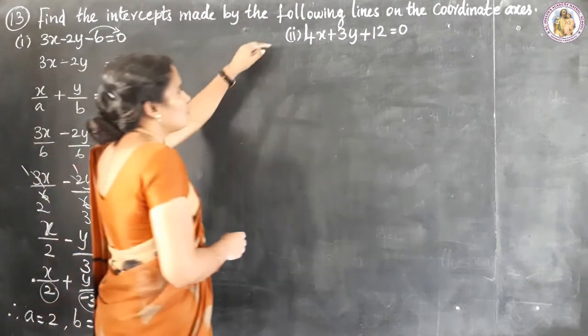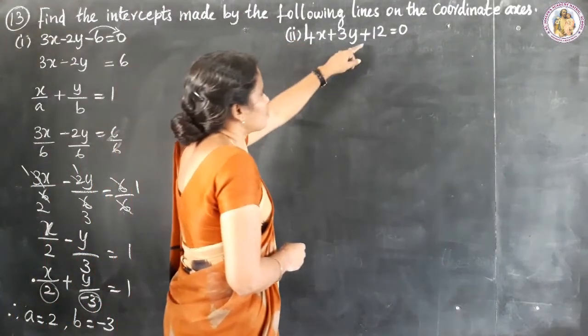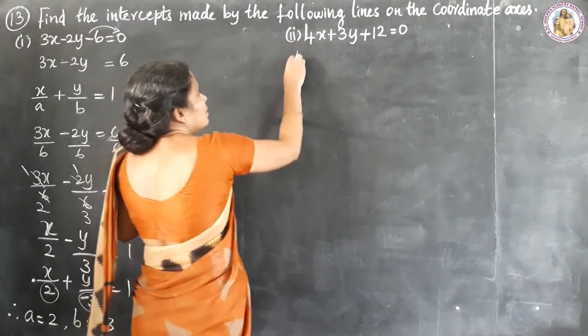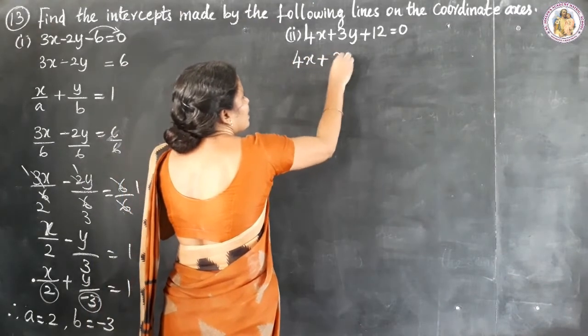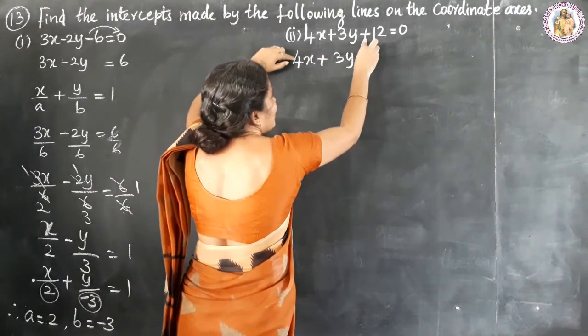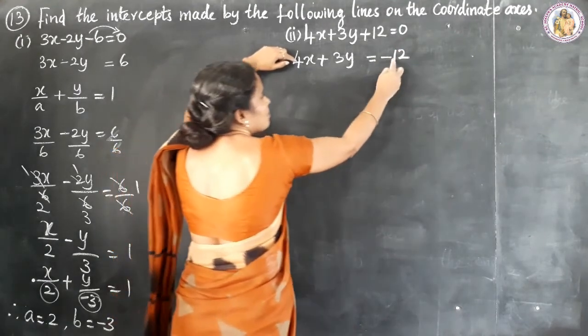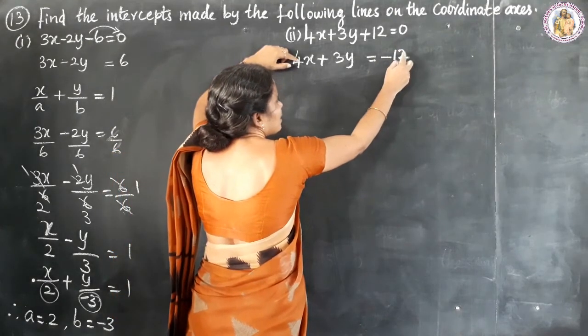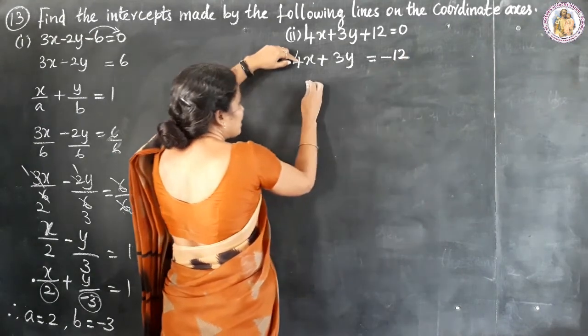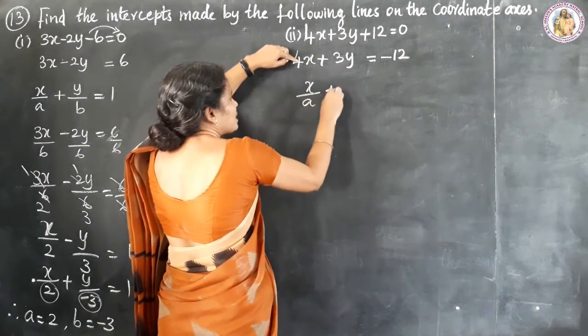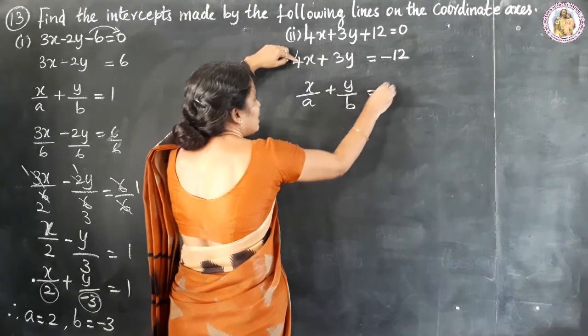And question number 2: 4x plus 3y plus 12 is equal to 0. So 4x plus 3y plus 12; when it goes to the right side it becomes minus 12. If we divide by minus 12, here we will get 1. So as per x divided by a plus y divided by b is equal to 1.